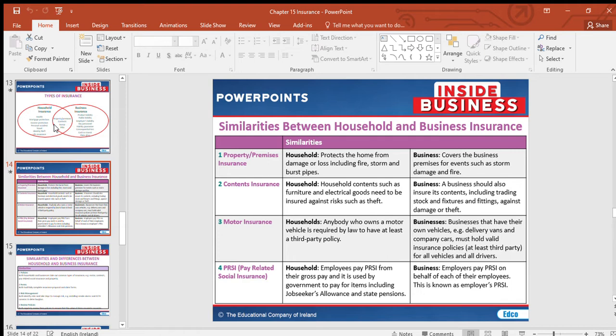The final one, I'm going to get you to take down the final one. If you're not too sure as to what contents insurance is, you can take down that row as well. But if you're familiar with it, you can leave it out if needs be. The fourth one there, I'll get you to take that down.